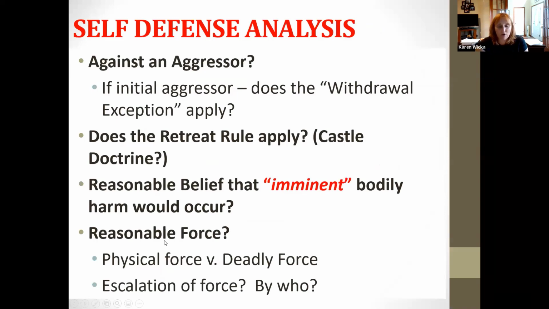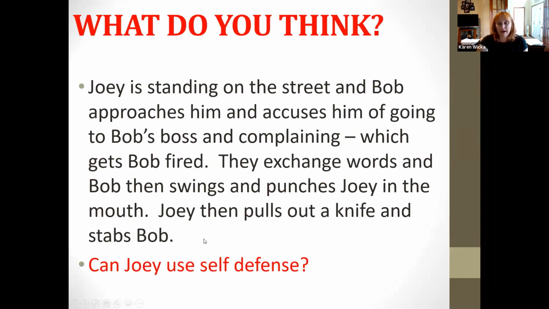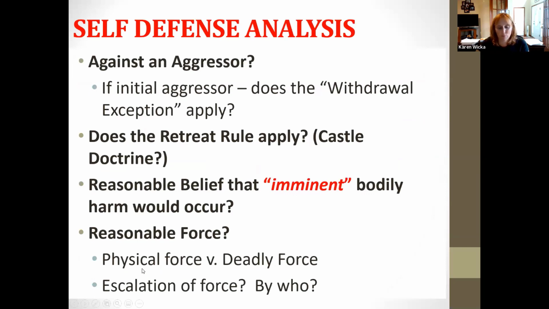And the last part, reasonable force. So we have to go back to the scenario. What level of force was being used against Joey? Well, he was punched, so that would be physical injury. Now, what level of force did Joey use back? He takes out a knife and stabs him. That's deadly force. So we had physical force met with deadly force. So who escalated it? Joey. And Joey's the one trying to claim self-defense. Joey will lose his self-defense.